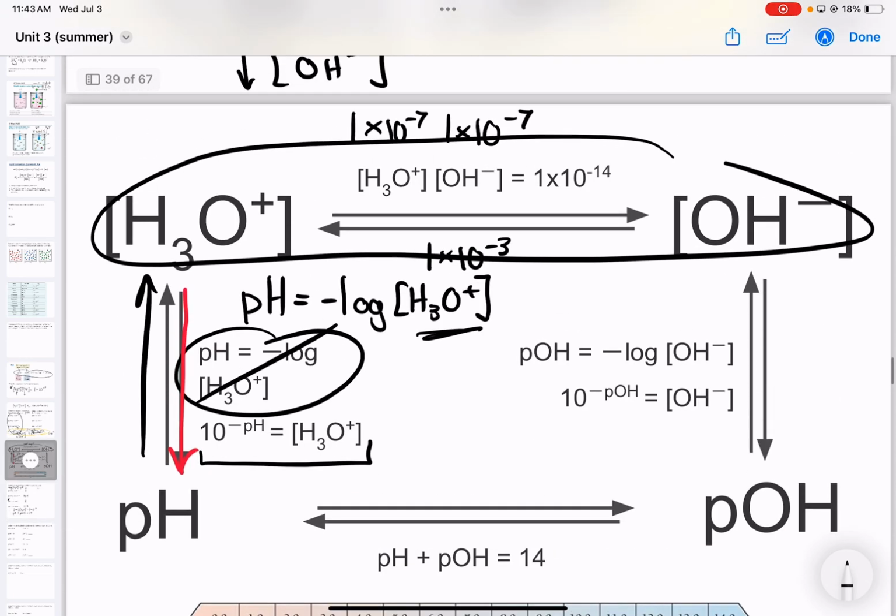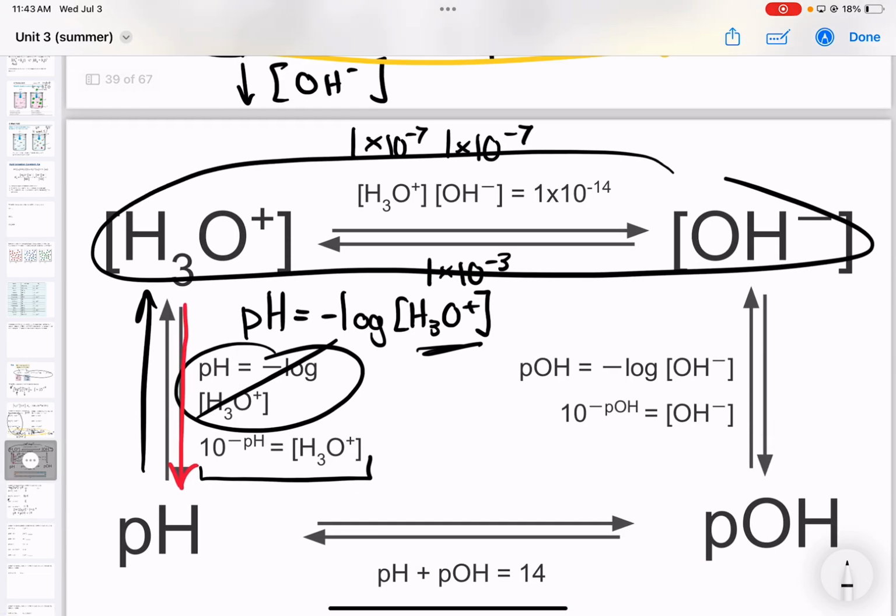So this is where the arrows come in. You can either go OH minus to H3O plus to pH, or you can go OH minus to POH to pH. That's what this equation lets you do. Okay, so it's just 2 different directions to get from one to the other.